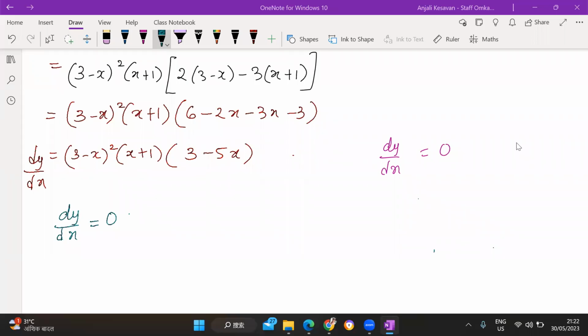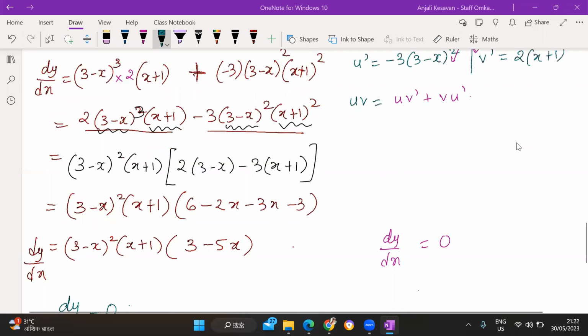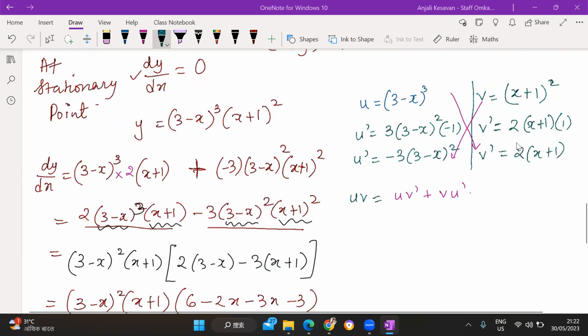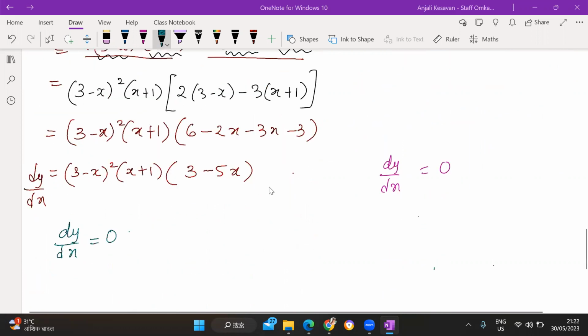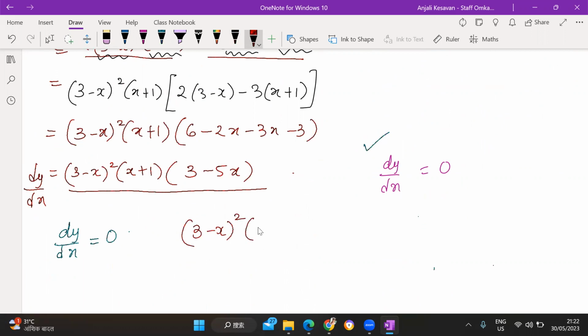All right, so far what we have done is we have differentiated our curve or the expression of the curve, and then we came up with our gradient function. The question already says that the gradient here is 0. So it's time that we equate it with 0. So (3 - x)² times (x + 1) times (3 - 5x) equals 0.